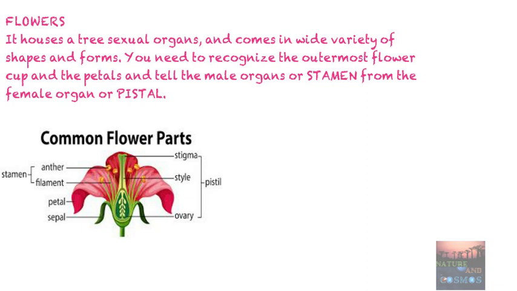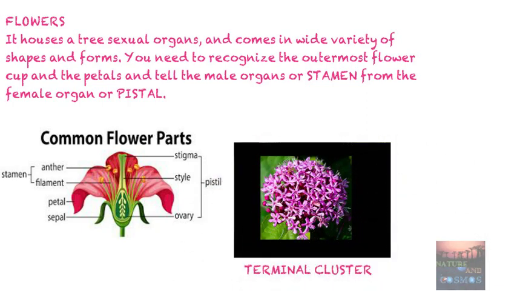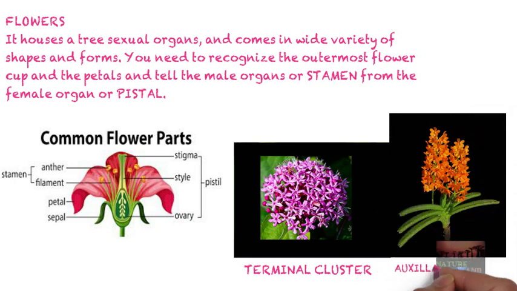And then we have the petal, which comes in a wide variety of colors and it attracts us and the pollinators. And the bottommost part through which the flower comes out is the sepal. It's usually green in color. Then we have flowers in terminal cluster and axillary cluster as shown.